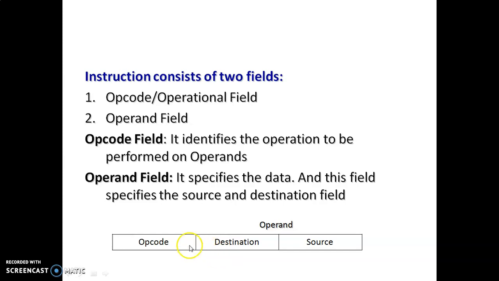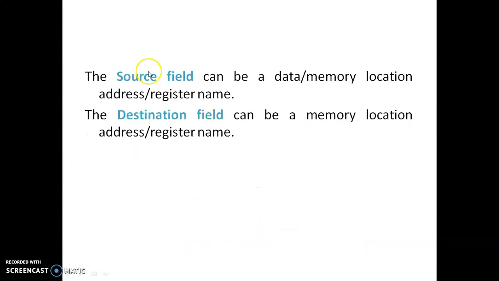Right now, remember that a computer instruction consists of two things: the opcode and the operand. The opcode is nothing but a mnemonic; we will be studying different mnemonics. The operand is divided into two parts, the destination field and the source field. The source field can be data, a memory location address, or a register name, whereas the destination field can be only a memory location address or a register name, which is very important. That is what I have mentioned here.